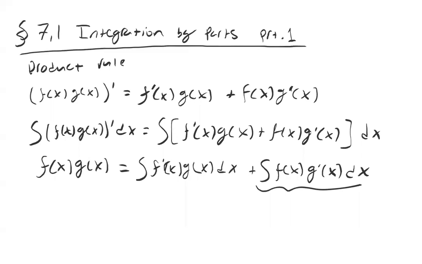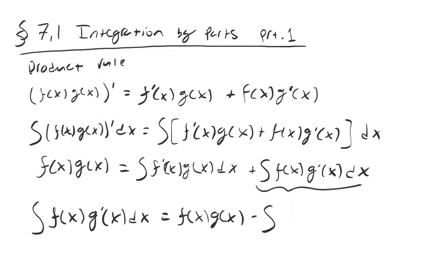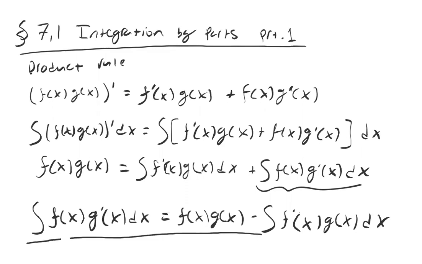And so this tells us that the integral of f of x, g prime of x dx is equal to f of x, g of x minus the integral of f prime of x, g of x dx. And this is the integration by parts rule. And you can look at this and tell that this is super unwieldy. It's not very useful.